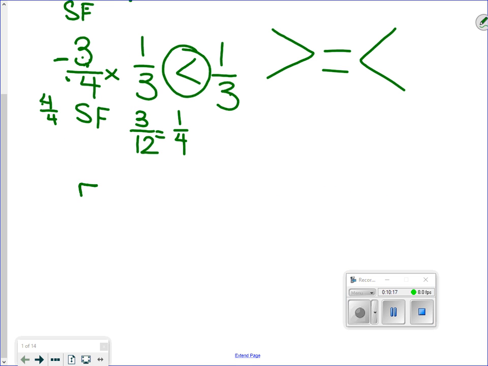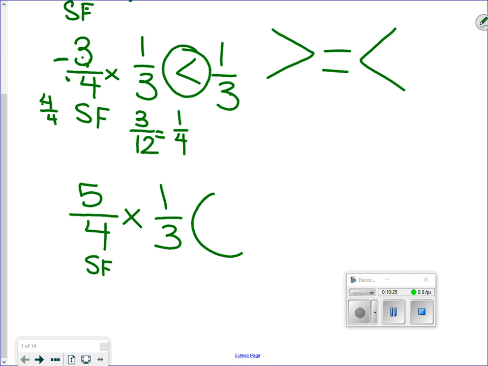What if I have 5/4 times 1/3? 5/4 is my scaling factor, and I'm comparing it to 1/3. How will my product compare to 1/3? 5/4 times 1/3. So 5/4. Think about that fraction. Rather than trying to work it, look at your fraction.